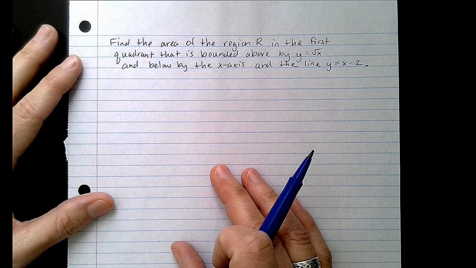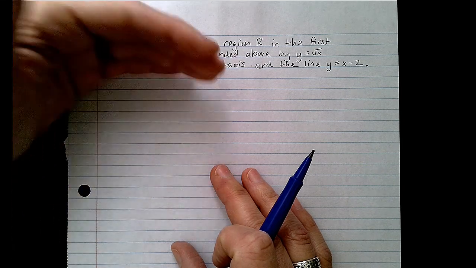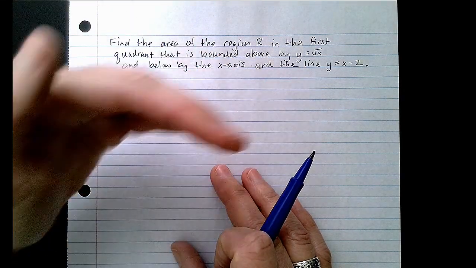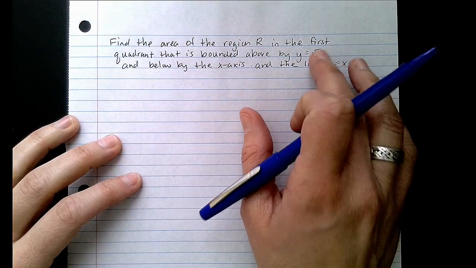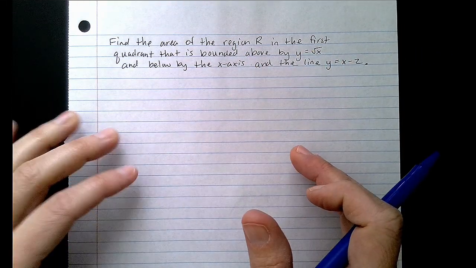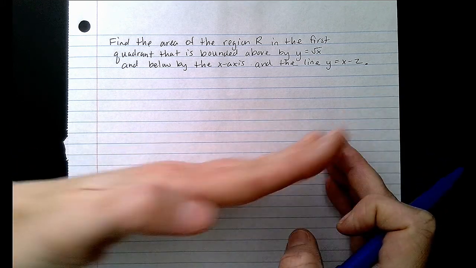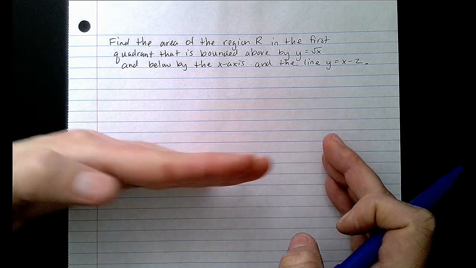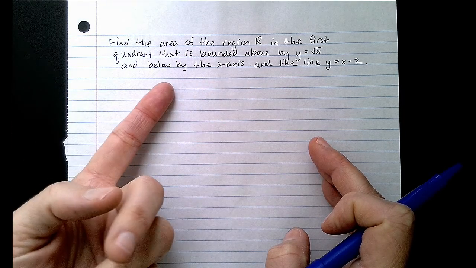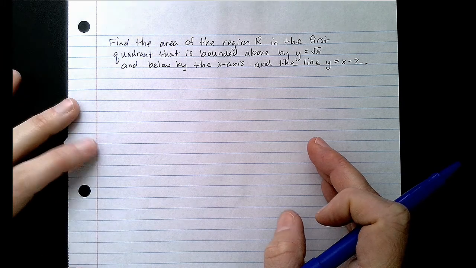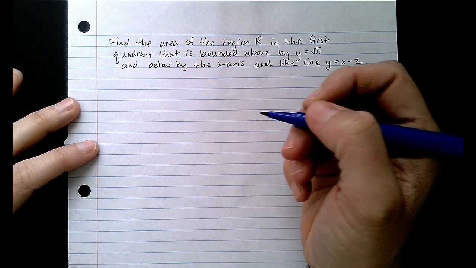All right, well, if something's bounded above, what that means is the upper bound or the upper border of your area is going to be that function. If it says bounded below, that means the lower border or the lower bound of your function is whatever it's telling us. Now, it's telling us it's two different things. So let's draw a picture and try to make sense of this.